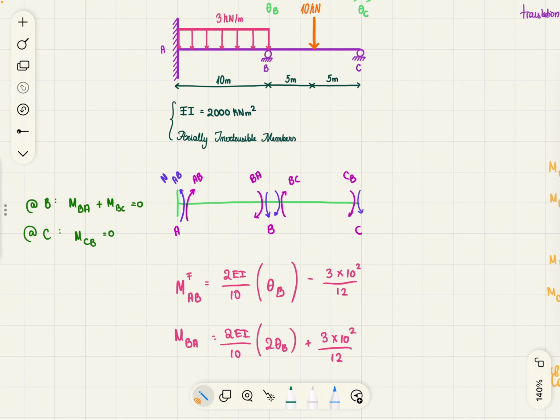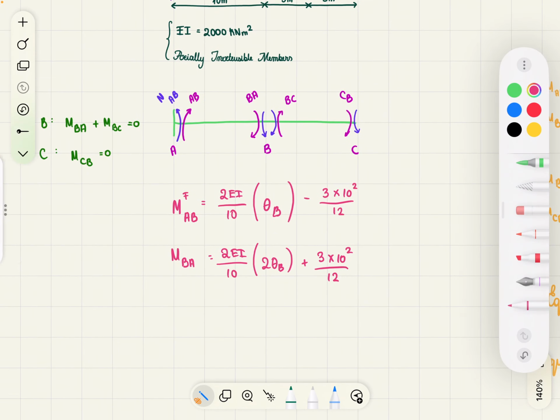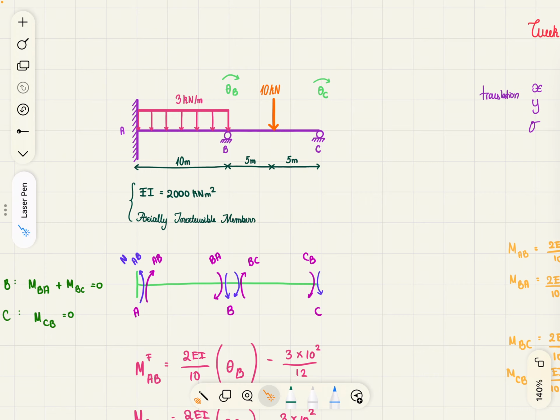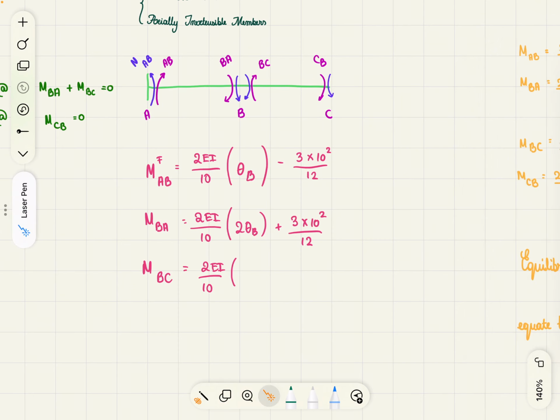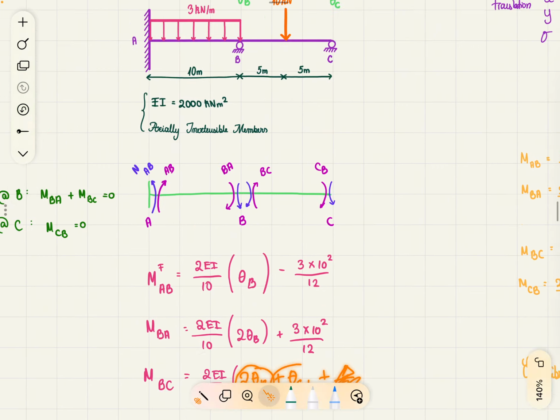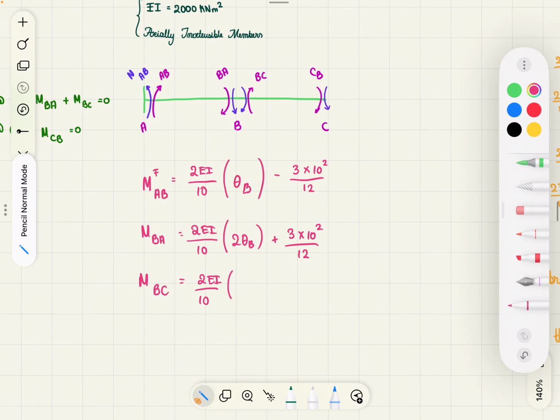So, next up, end member moment due to BC. Once again, 2EI over the length. In this case, our length is also 10 between B and C, 5 plus 5. So, over 10. Now, because we're going from B to C, you'd have 2 theta B and 1 theta C. And like we said, any displacements, none of that. Do we have theta B and theta C's? Yes. So we just write in 2 theta B plus theta C.